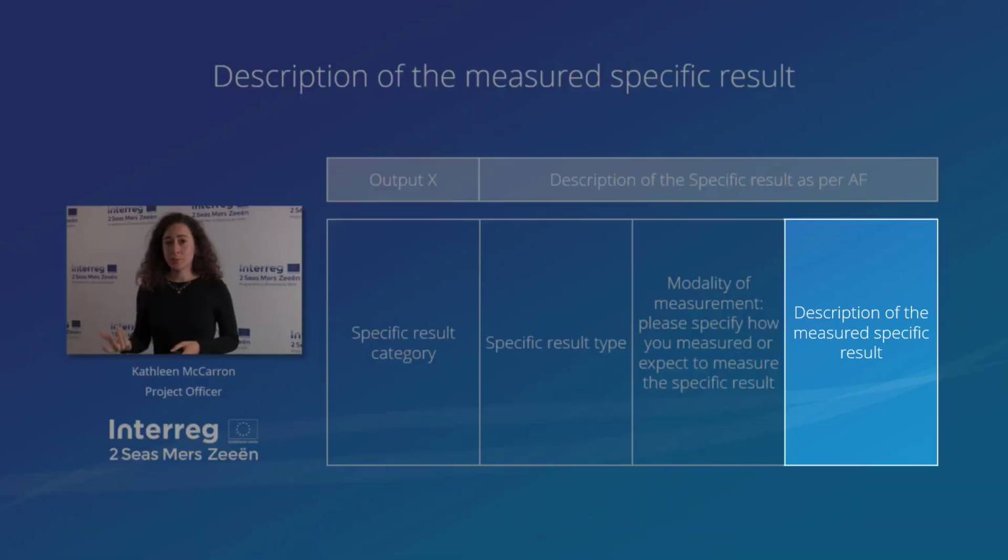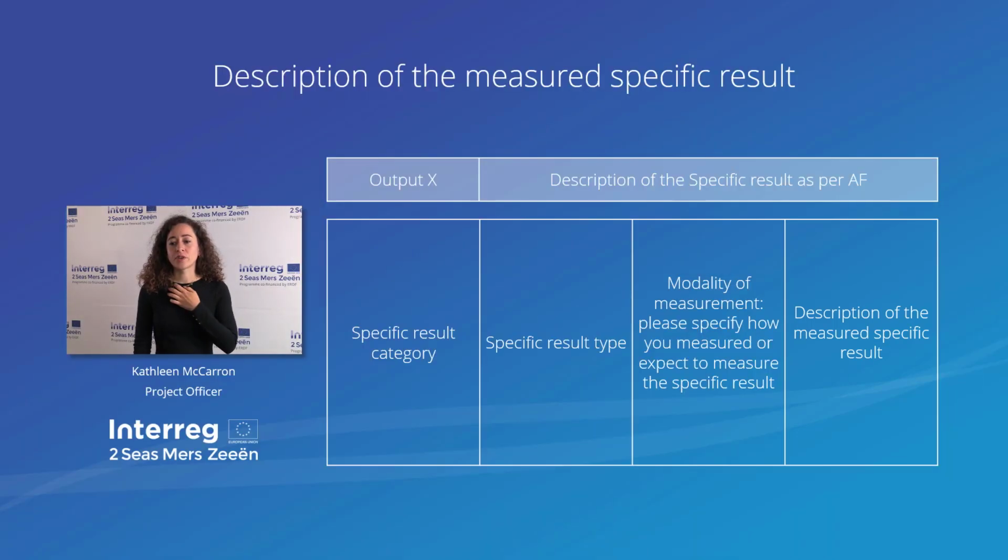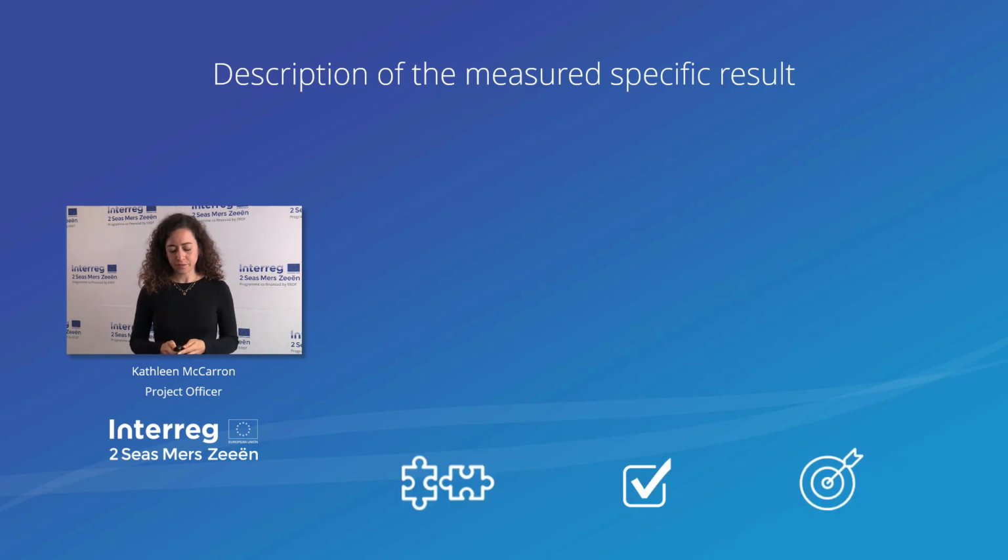Then we come to the last box on specific results, which is the description of the measured specific result. In this box, you can actually describe the specific result that has been achieved by your output until now, meaning that it is possible that your output is not finalized, but you have already been able to start collecting data. Or it can be that your output has been delivered, but the results will increase over time during your project. So this box can be amended during project implementation.